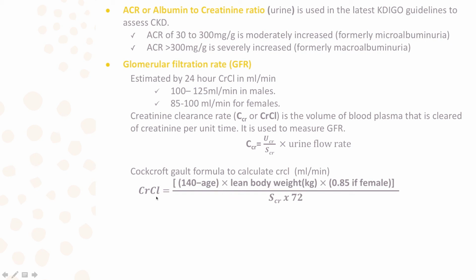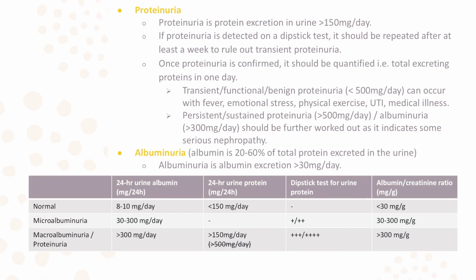Based on this, we find creatinine clearance, and this creatinine clearance is fit into many formulas. For example, the Cockcroft-Gault formula is measured like this: 140 minus age, into body weight, into 0.85 if it is female, otherwise not, divided by serum creatinine into 72. So there are many formulas which tell us about the creatinine clearance rate, and based on this we find out the glomerular filtration rate.